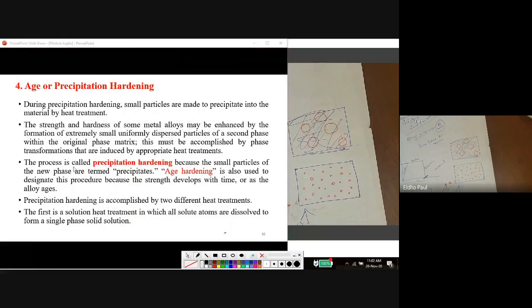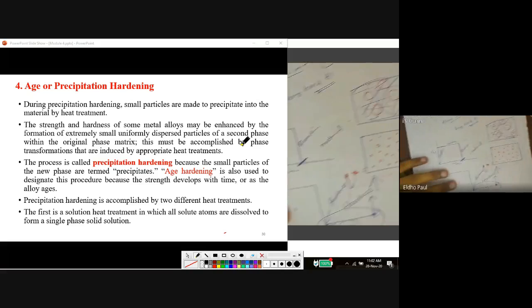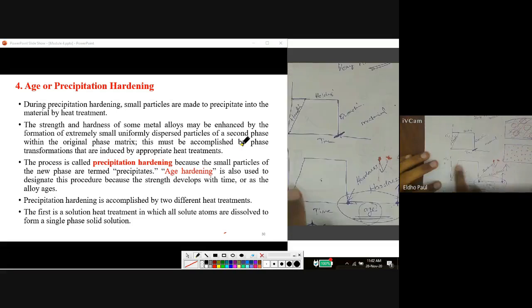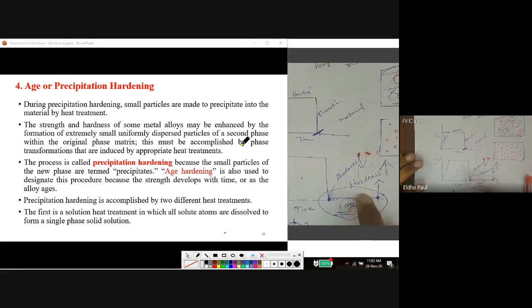The strength and hardness of some metal alloys may be enhanced by the formation of extremely small, uniformly dispersed particles of a second phase. Theta is the second phase in the case of the aluminum-copper alloy. Okay, so extremely small and uniformly dispersed particles of a second phase within the original phase matrix, here the alpha phase matrix. This must be accompanied by a phase transformation induced by appropriate heat treatment. Here we have used this heat treatment: heating, holding, quenching, then aging.